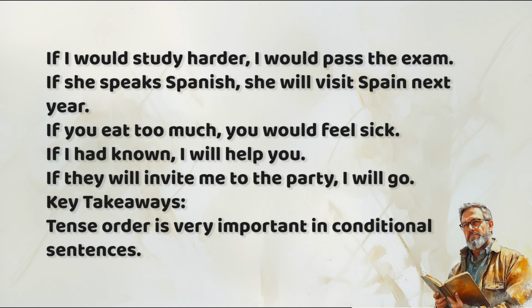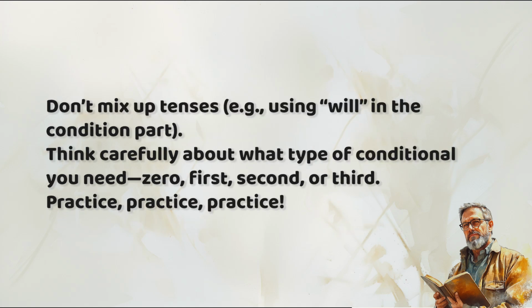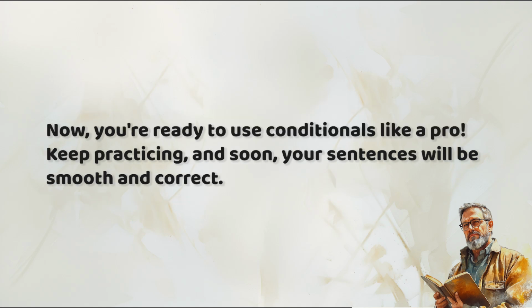Key takeaways. Tense order is very important in conditional sentences. Don't mix up tenses, for example, using will in the condition part. Think carefully about what type of conditional you need: zero, first, second, or third. Practice, practice, practice. Now you're ready to use conditionals like a pro. Keep practicing and soon your sentences will be smooth and correct.